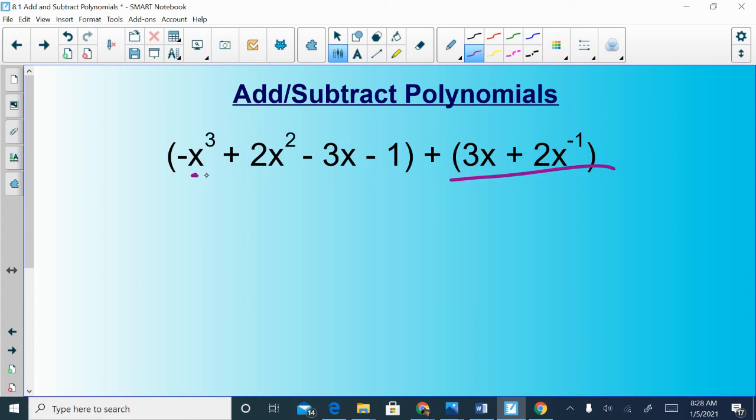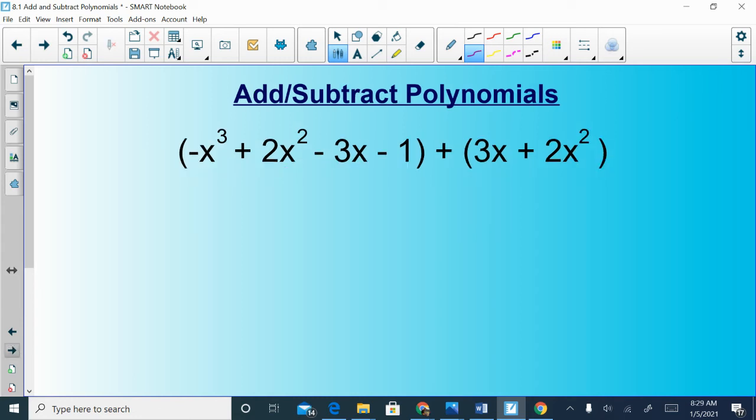This one is, but 3x plus 2x to the negative first, you are not allowed to have negatives in your exponents. So let's try this one again, but with an actual polynomial plus a polynomial. Here's one polynomial, and we're adding it with this one. Go ahead and pause it here, try it out, see how you do. I'm going to go ahead and solve it right now.